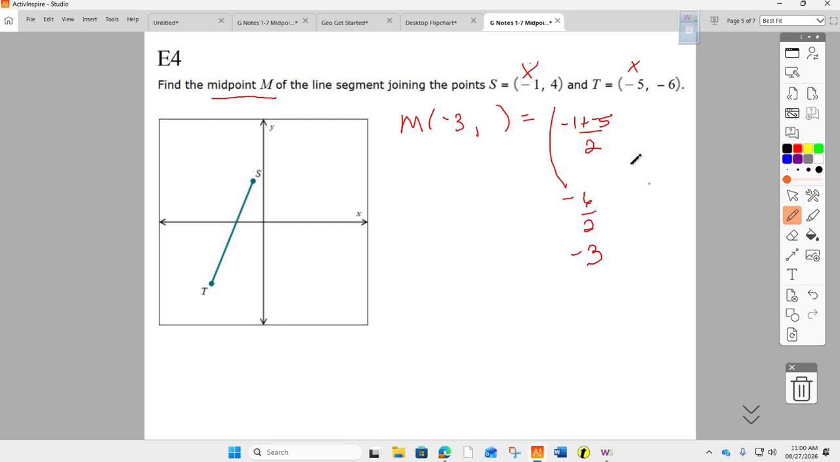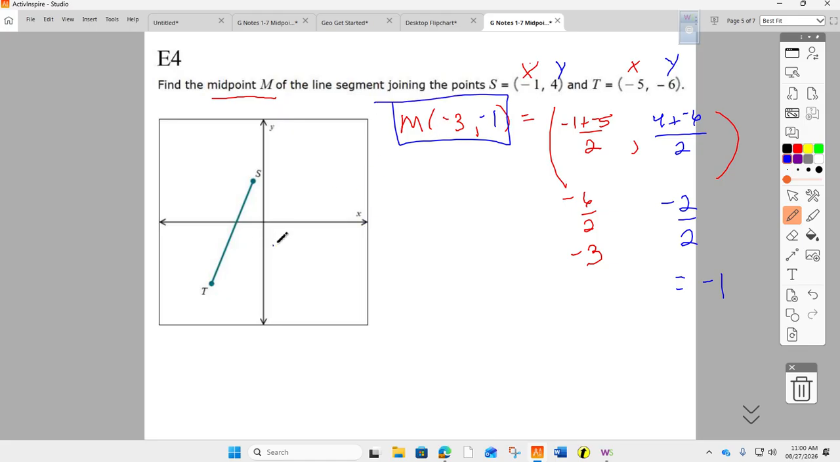Now we're going to find our y-coordinate by using the y. y plus y, 4 plus negative 6, always divided by 2. If you want to find half of something, you divide by 2, right? The midpoint is halfway between those 2 points. 4 plus negative 6 is negative 2, divided by positive 2 is negative 1. So that is the midpoint's ordered pair.